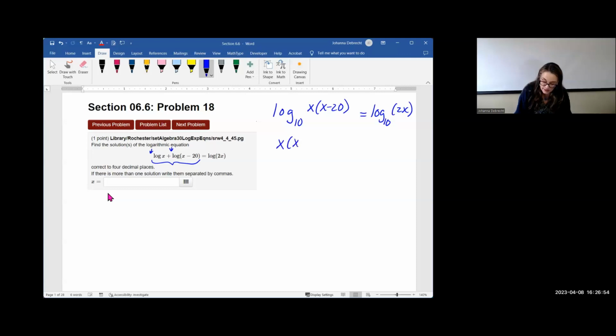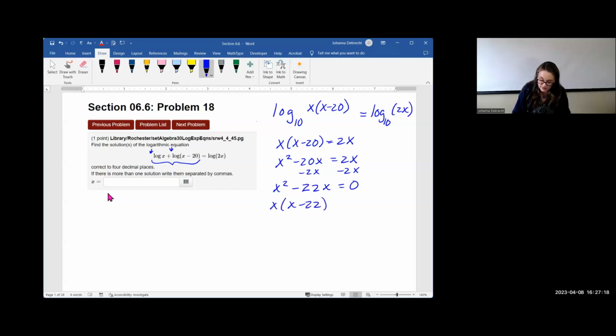So this gives me x times x minus 20 equals 2x. Multiplying out the left, I get x squared minus 20x equals 2x. Move the 2x to the left side to get all our terms on one side. This gives us x squared minus 22x equals 0. Factor out the common factor. This gives us x times x minus 22. So two possible solutions are 0 and 22.